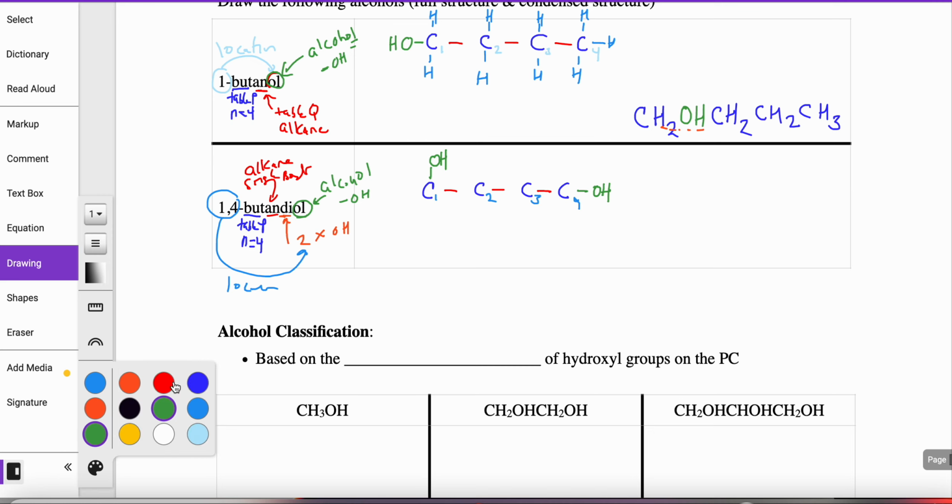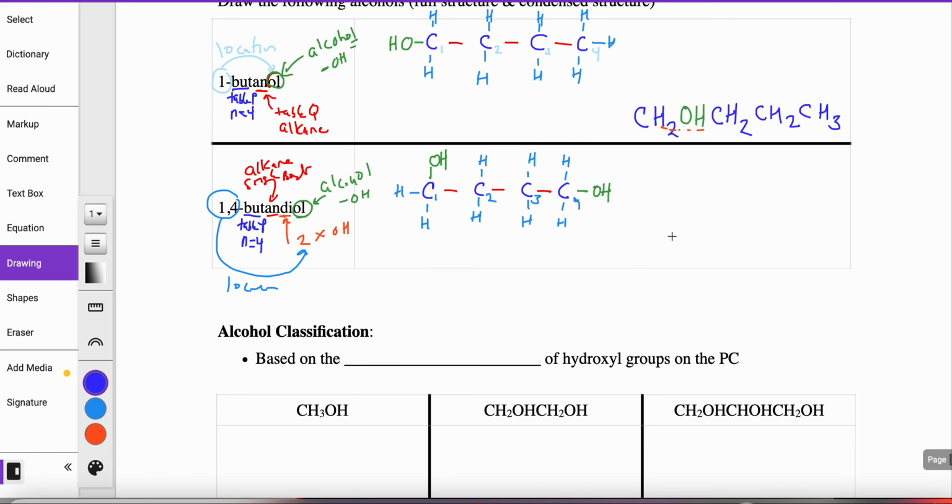Now I need to make sure every carbon has the correct number of bonds, and I do bond fulfillment with H's. So carbon 1 has 2 bonds, so it needs 2 H's added to it. Carbon 2 already has 2 bonds, so it needs 2 H's added to it. Carbon 3 has 2 bonds, so it needs 2 H's added to it. And carbon 4 has 2 bonds, so it also needs 2 H's added to it.